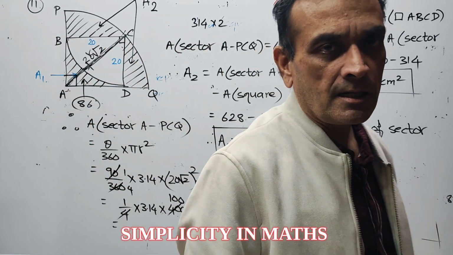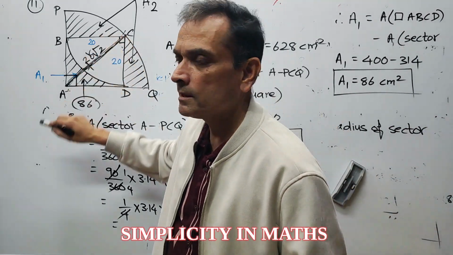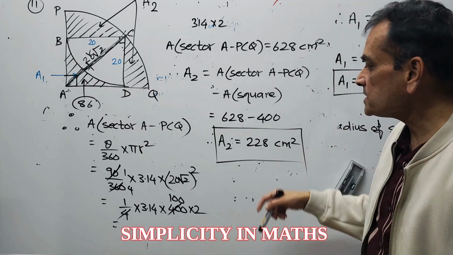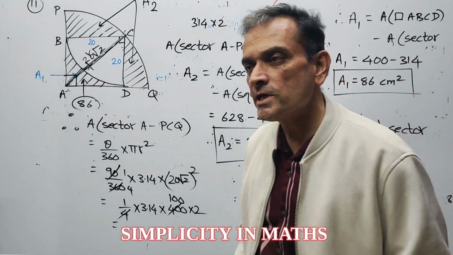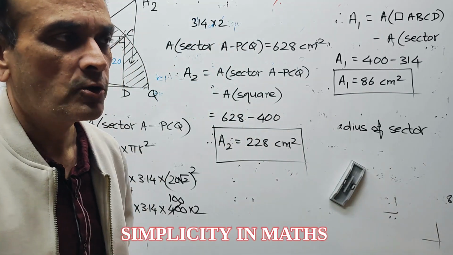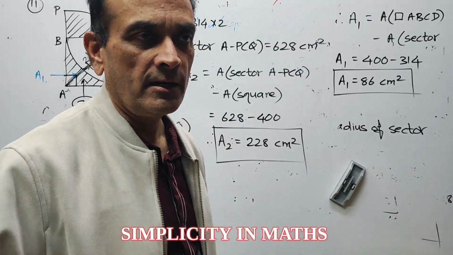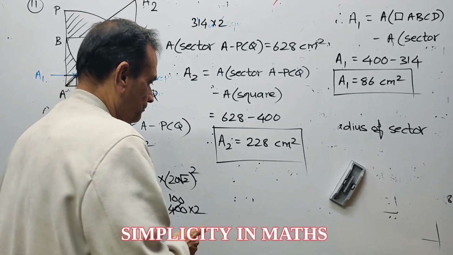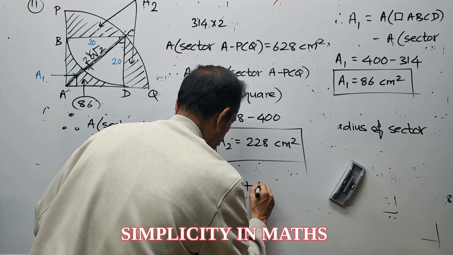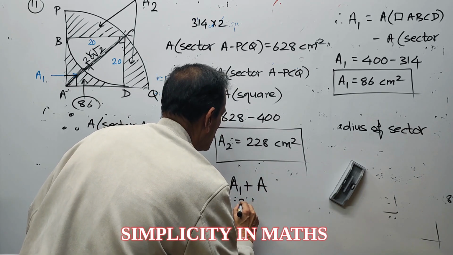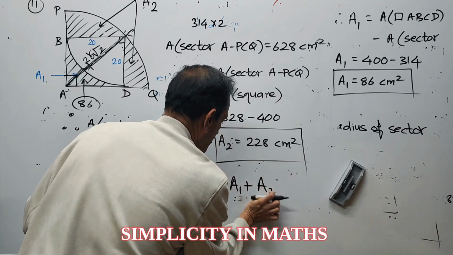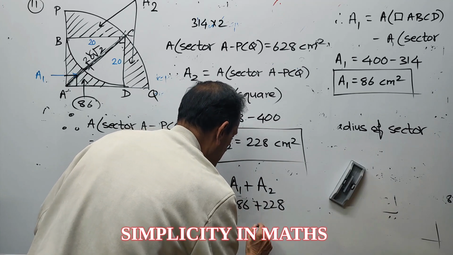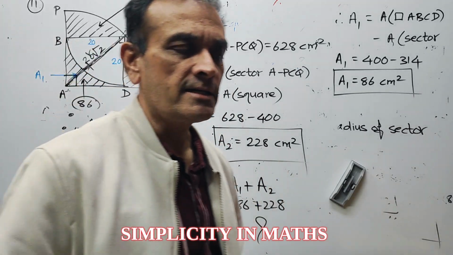अभी क्या हो गया? फाइनल आंसर टोटल शेडेड पोर्शन क्या हो गया? A1 plus A2. Just add both the answers. 86 plus 228. Okay. Now you can check it out. That addition you can do and check the answer. Write down. Therefore, total shaded portion A1 plus A2, that is A1 is 86 plus 228. देखो कितना आता है. That is the final answer.